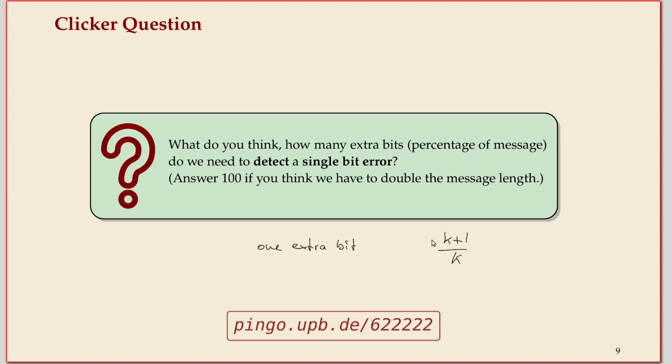But it's maybe surprising if you think back to what you voted before and what you voted now. I suppose for most of you the answer has gone down significantly. Maybe you didn't think about parity bits up front. If you've never seen it before, you didn't think of that when I first posed the question. So detecting a single bit error is actually very cheap.